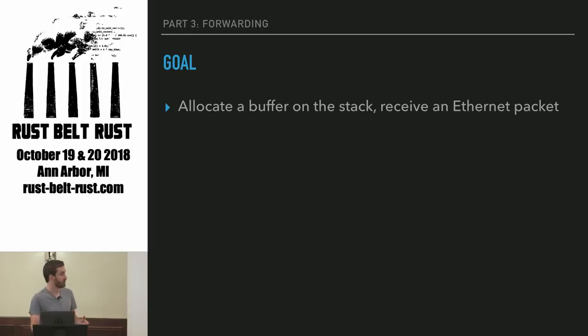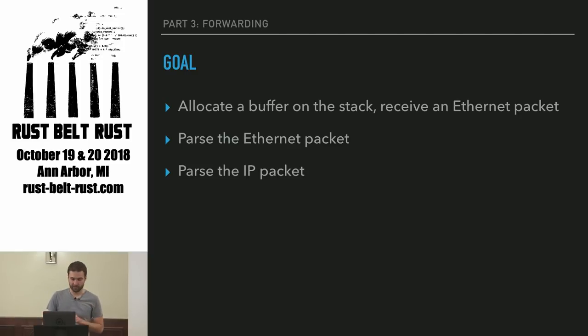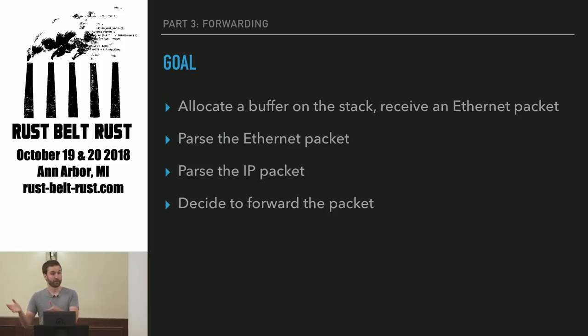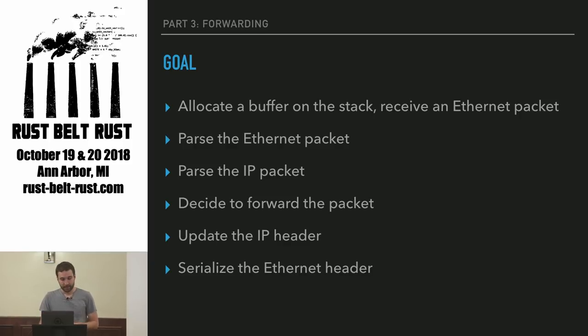So the goal this time is, first of all, no heap allocation. We're actually going to allocate on the stack. We're going to receive an Ethernet packet. We're going to parse it. We're going to parse the IP packet inside of it. We're going to decide that we want to forward the packet, so we're going to reserialize it and send it to somebody else. So first we have to update the header. There are some modifications that we have to make to the header. Then we have to serialize it in a new Ethernet packet. All right, so let's get into it.